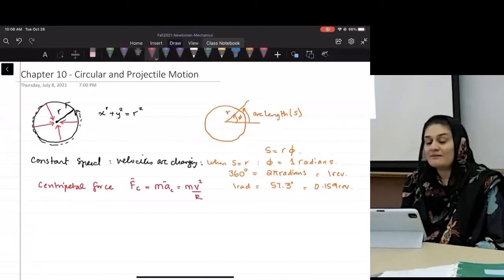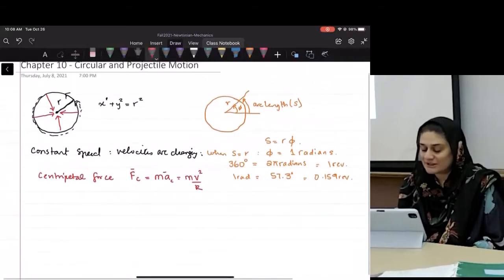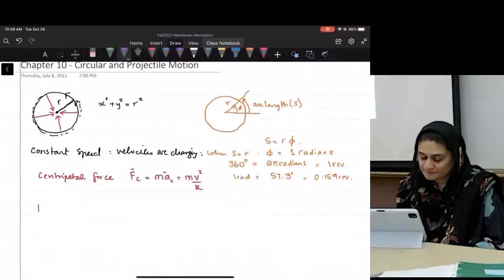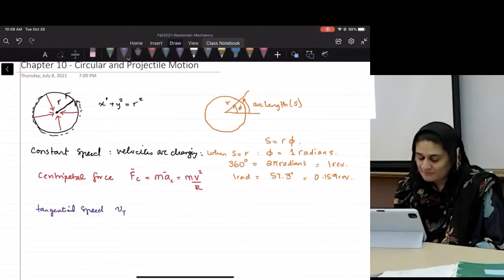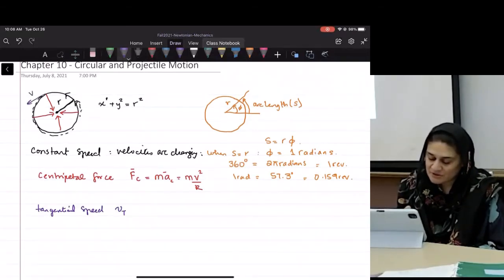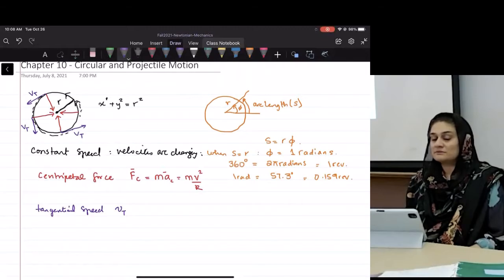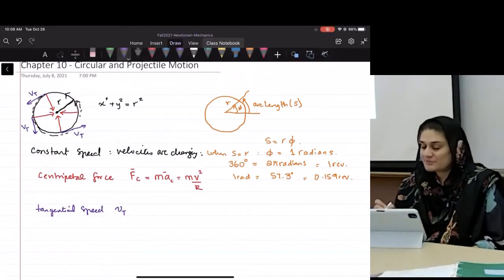We also have what is called the tangential velocity or tangential speed, Vt, which is the speed by which an object tries to move away from the circle. And what is tangential speed?